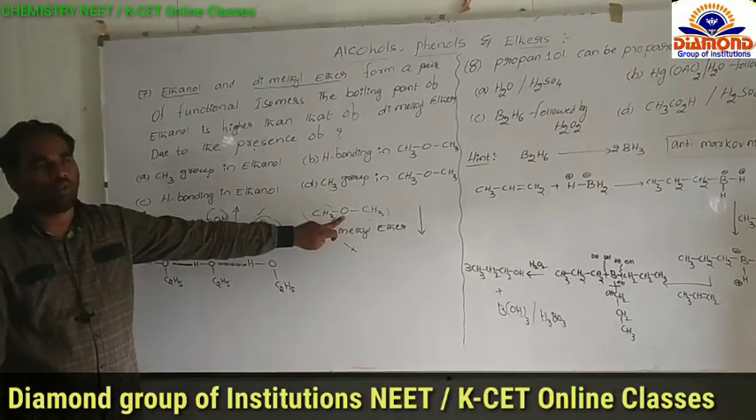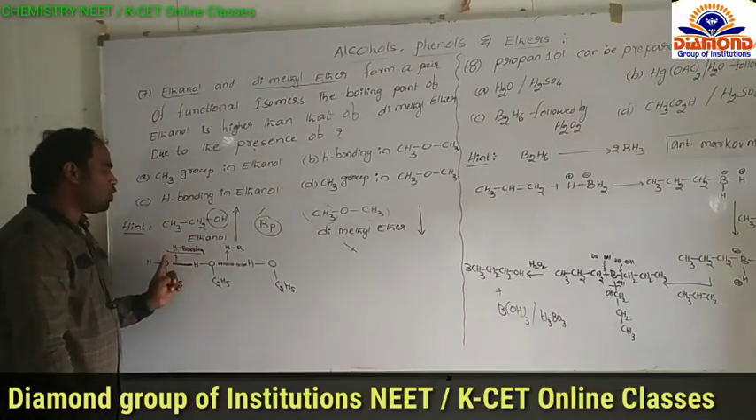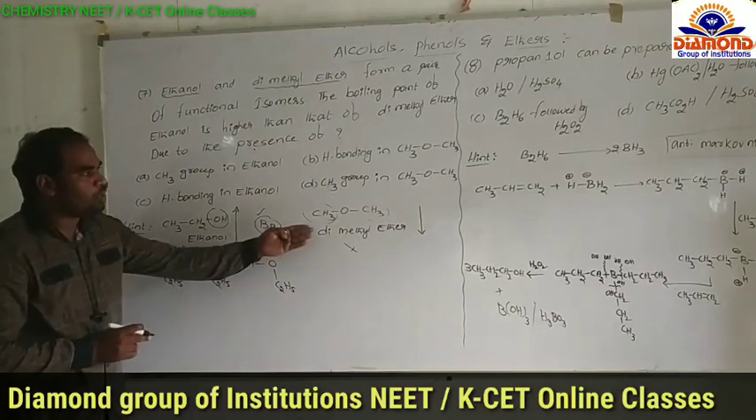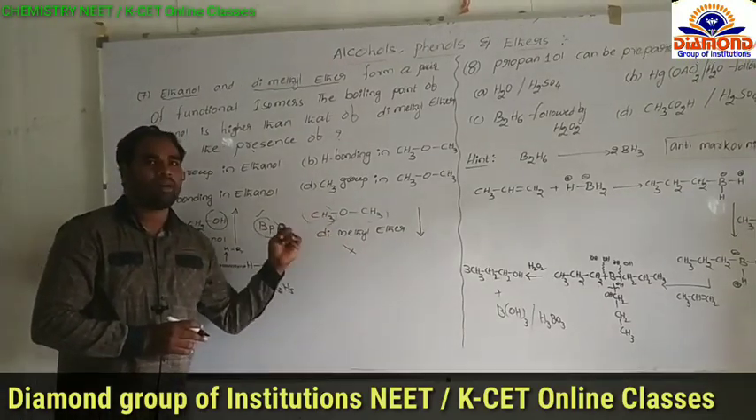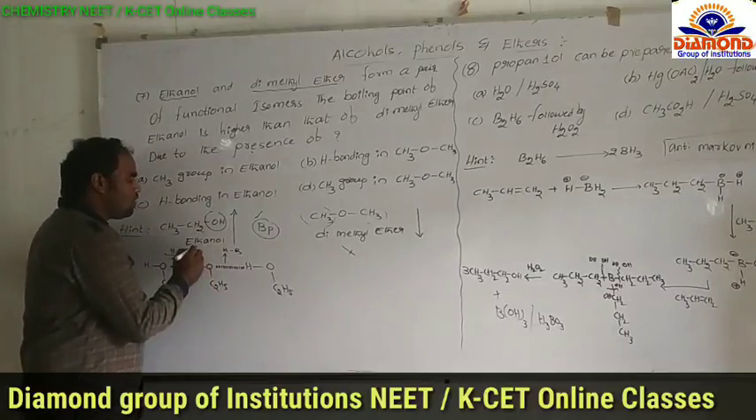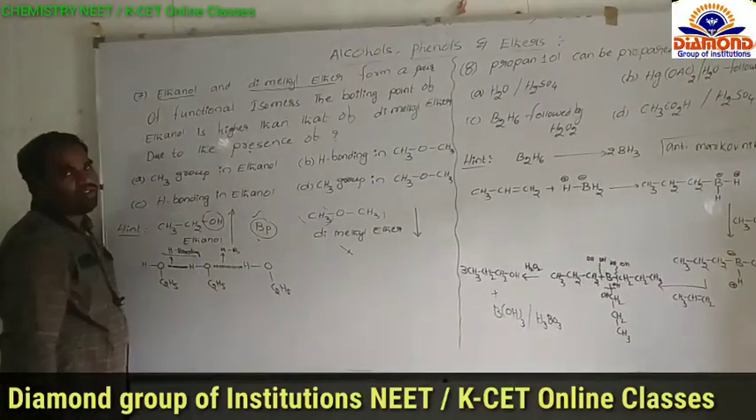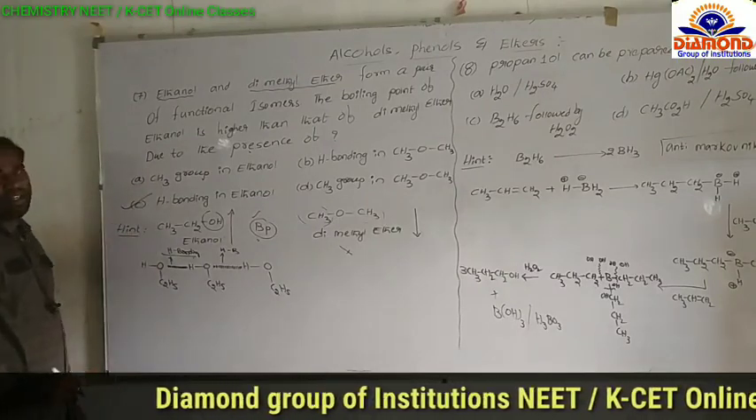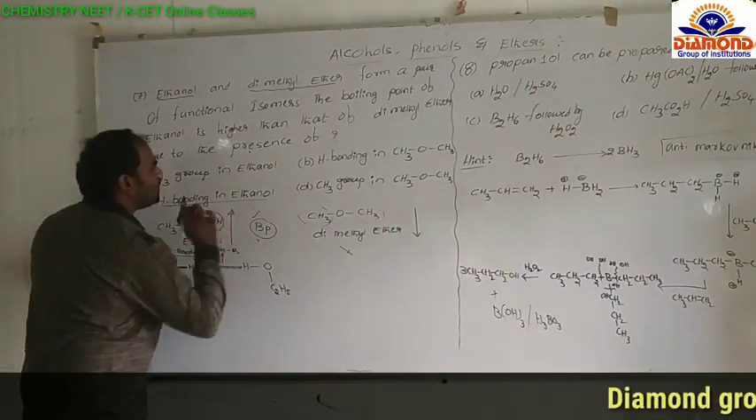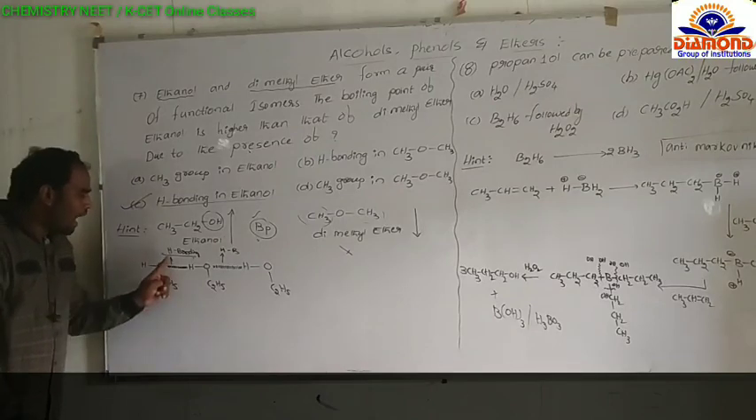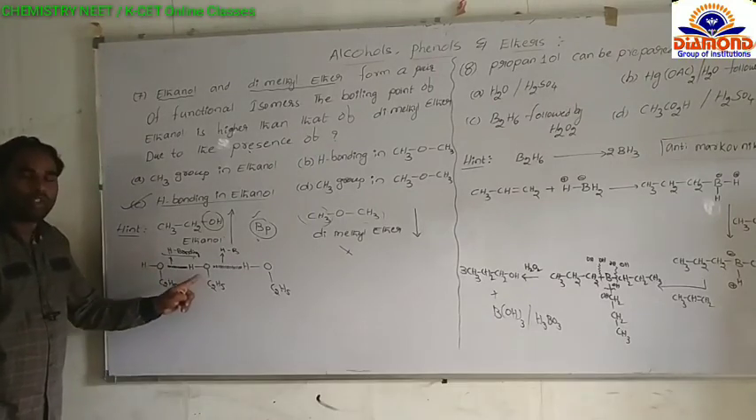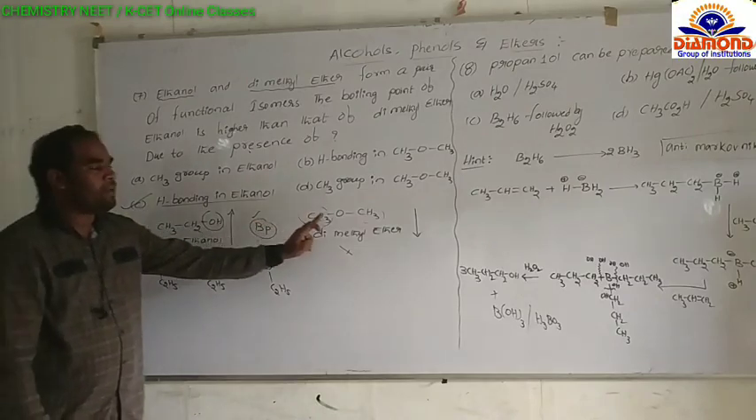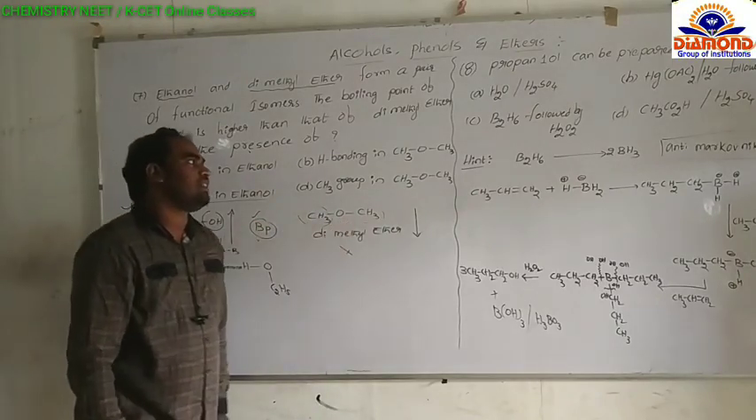There is no OH group there, but here the OH group is present, therefore hydrogen bonds are possible. There is no OH group, therefore hydrogen bonds are not possible. So due to the presence of hydrogen bonding, ethanol has more boiling point. Therefore option C is correct: hydrogen bonding in ethanol, due to this reason it has more boiling point when compared with dimethyl ether.